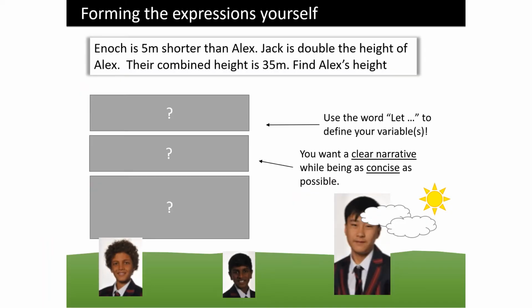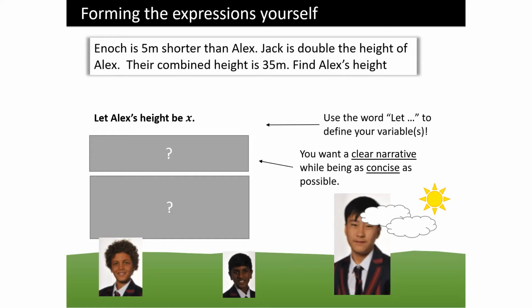Now let's look at forming the expressions ourselves. Enoch is 5 meters shorter than Alex. Jack is double the height of Alex. Their combined height is 35 meters. Find Alex's height. Now the first thing we need to do is use the word let to define our variables. Now the variable that occurs most and the one that all other names are being associated with is Alex. And we therefore need to let x be Alex's height.